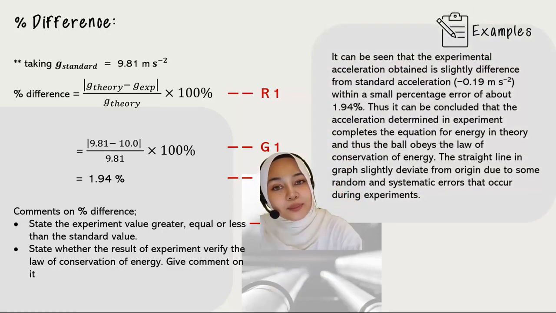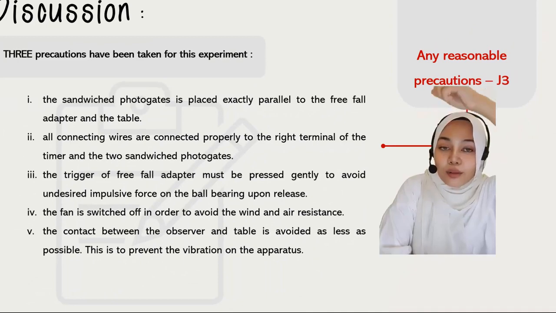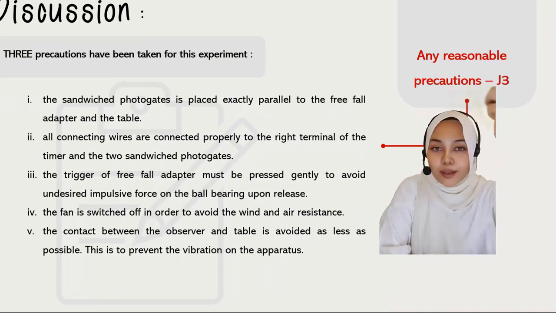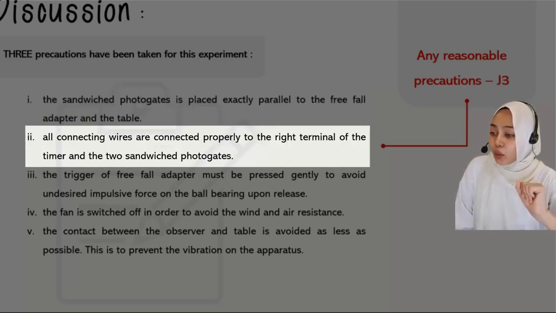Here is one example. Let's go to discussion. Any 3 reasonable precautions? 3 marks. The sandwich photo gates is placed exactly parallel to the freefall adapter and the table. All connecting wires are connected properly to the right terminal of the timer, and the 2 photo gates.